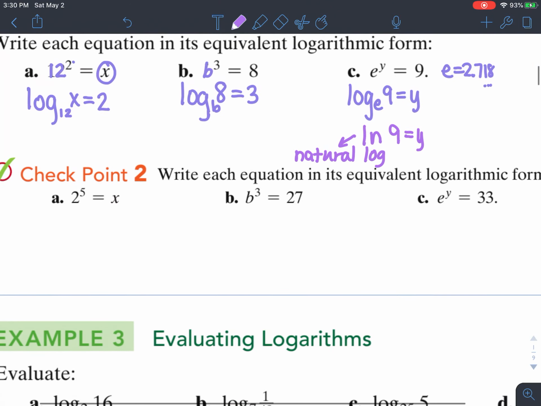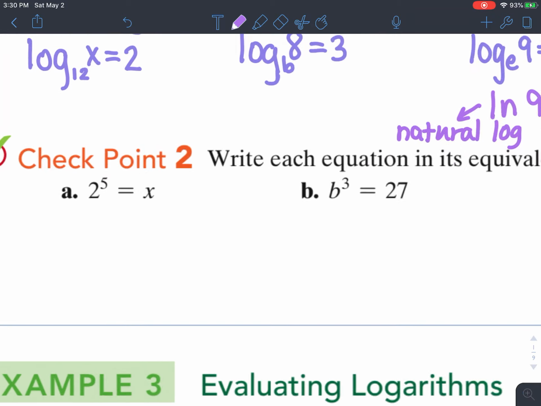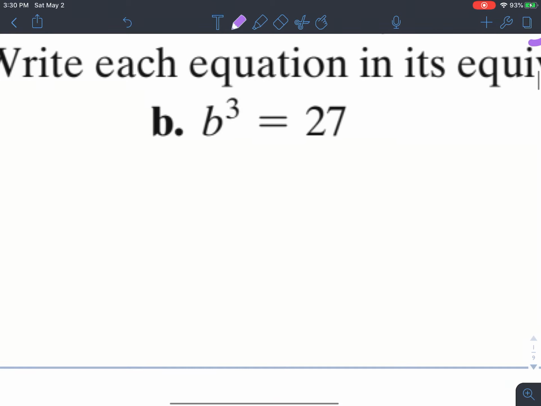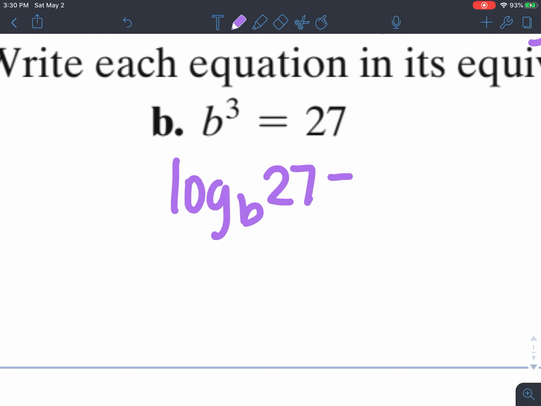Okay, so why don't you pause the video again and try these three on your own. Okay, let's see if you got them right. Log base 2 of x equals 5. Log base b of 27 equals 3.